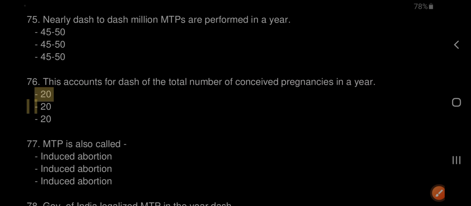77. MTP is also called induced abortion. 78. Government of India legalized MTP in the year 1971. 79. MTP is safe till how many weeks? 12 weeks, first trimester. 80. MTP cannot be done legally after 12 weeks. False.